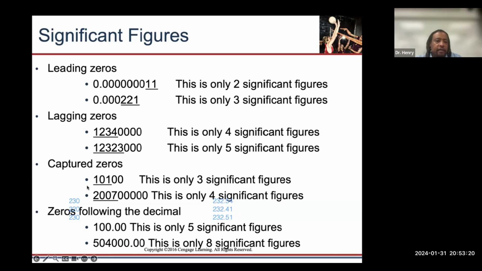As we move down, we also have captive zeros. If we have a zero between two non-zero numbers, that zero is considered to be significant because it's a captive zero. We're sure about it because we're sure about the number following it. Now, these zeros aren't significant, so in this case we would have 3 significant figures. And then this one, we have 4 significant figures because we have 2 captive zeros. The following zeros, or the lagging zeros, are not significant.